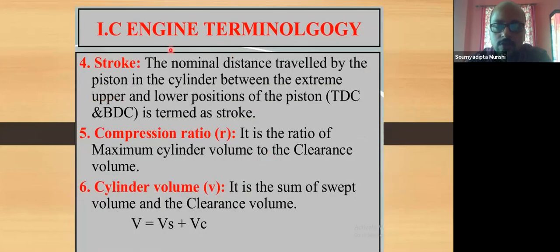Next is the stroke. The nominal distance traveled by the piston in the cylinder between the extreme upper and the lower position of the piston, that means TDC and BDC, is termed as stroke. The nominal distance traveled by the piston in the cylinder between the TDC and BDC.